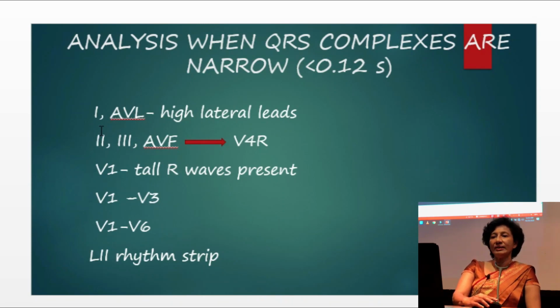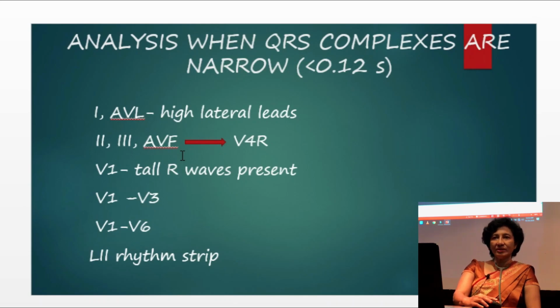First, look at lead 1 and AVL. These are two contiguous leads which record electrical activity of the high lateral segment. Then note down what the abnormalities are, whether there are Q waves, QS complexes, or ST segment depression. Note down whatever the abnormality. Next, look at lead 2, 3, AVF.